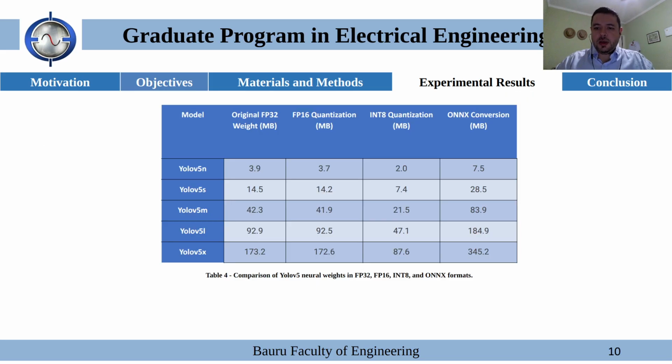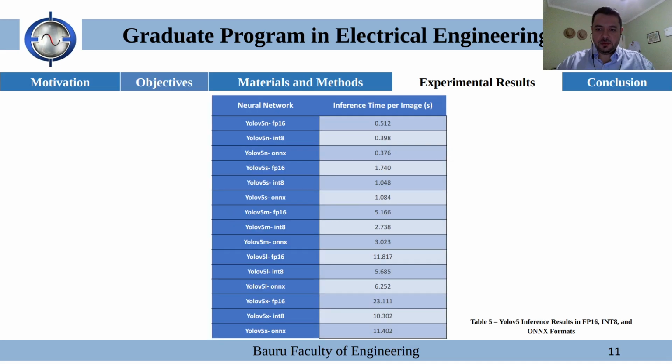Well, here we have the different sizes of weights based on conversion to ONNX and also quantization to FP16 and int8. As we can see, the YOLOv5N is the lightest model, while the YOLOv5X is the heaviest, as was expected, and it achieved a weight of 2 megabytes for the int8 representation. So it's a very compressed weight, and in the following slide we have the inference results.